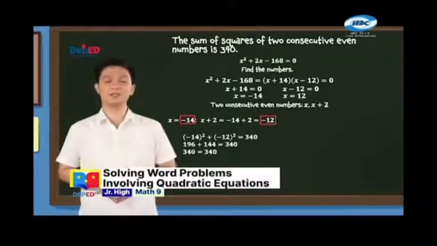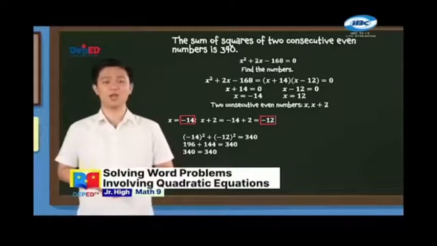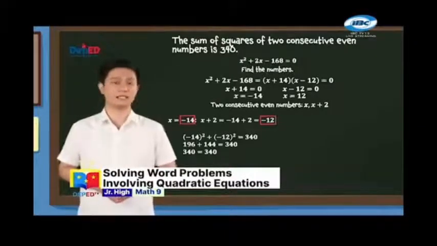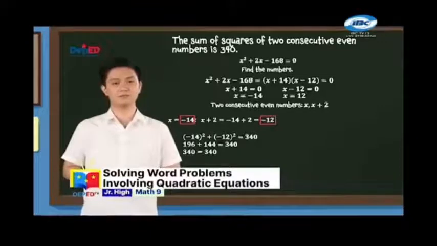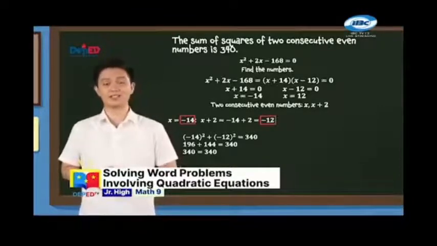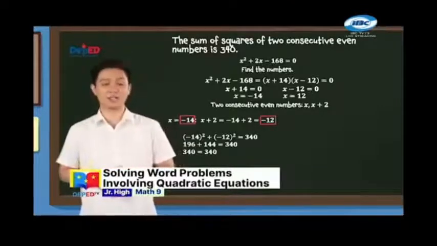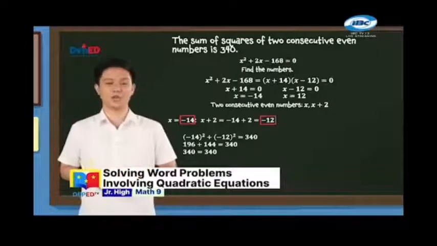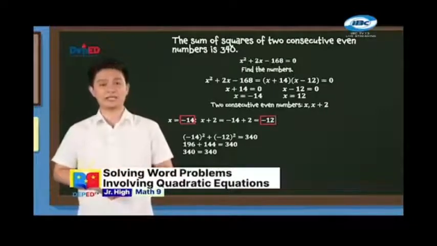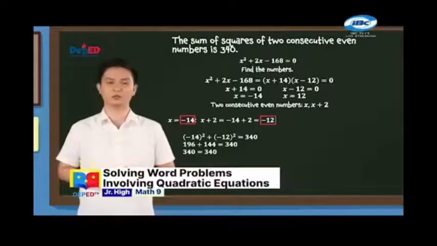We have the square of negative 14 plus the square of negative 12. Is it equal to 340? 196 plus 144. Is the sum equal to 340? Yes, the sum is 340, so they are correct. Indeed, negative 14 and negative 12 are the numbers we are looking for.